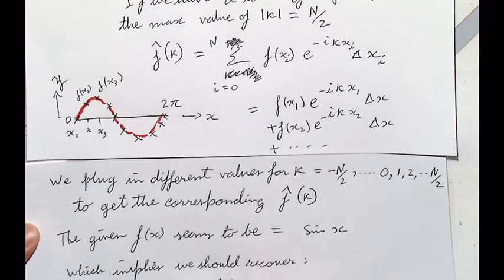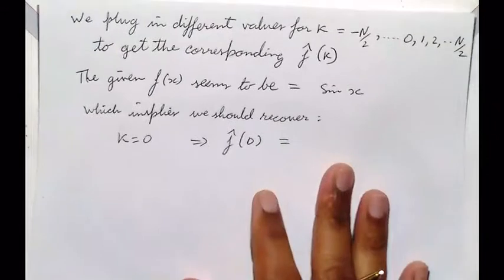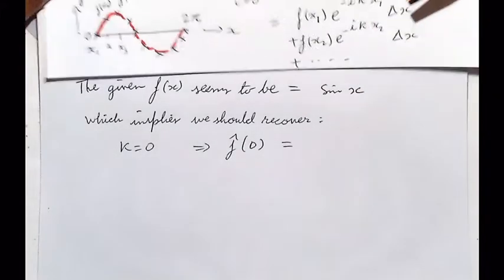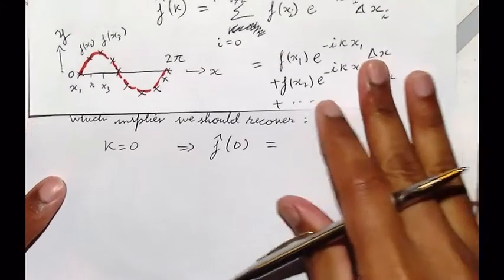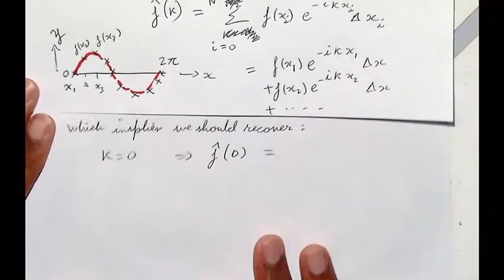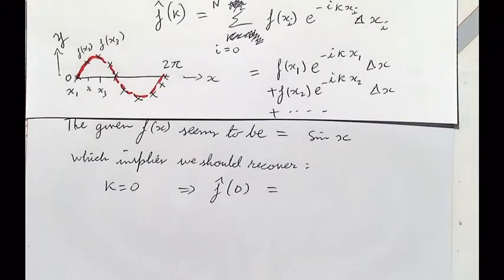No, you're not on the screen anymore. I'm sorry. All right. For kappa equals 0, what is f hat? Should be 0. Why should it be 0? Because sine 0 is 0. Okay. So, yeah, go on. Because there is no frequency component corresponding to this sine x.